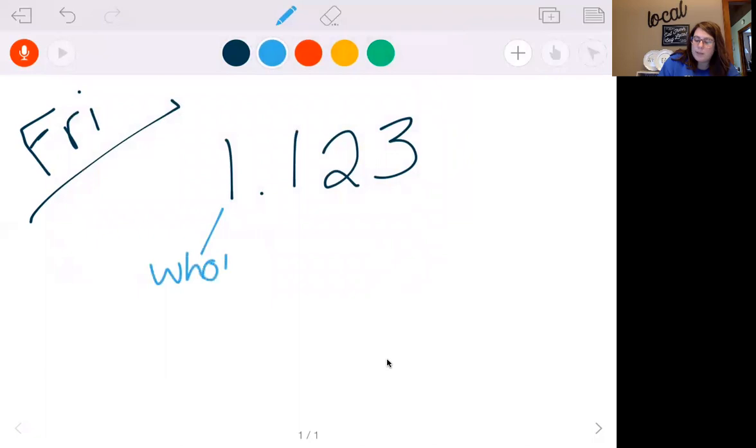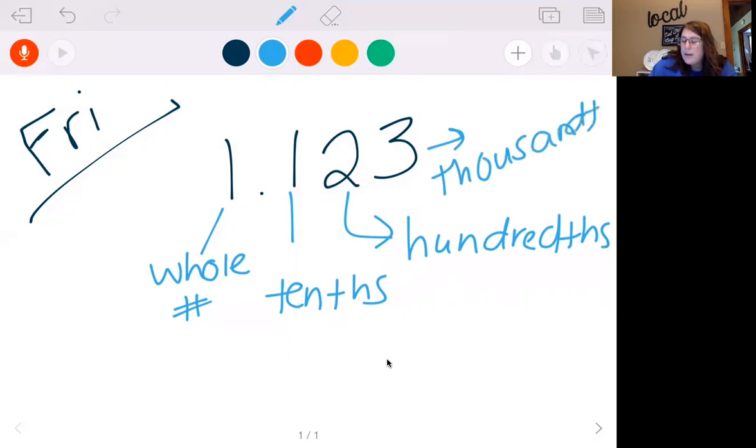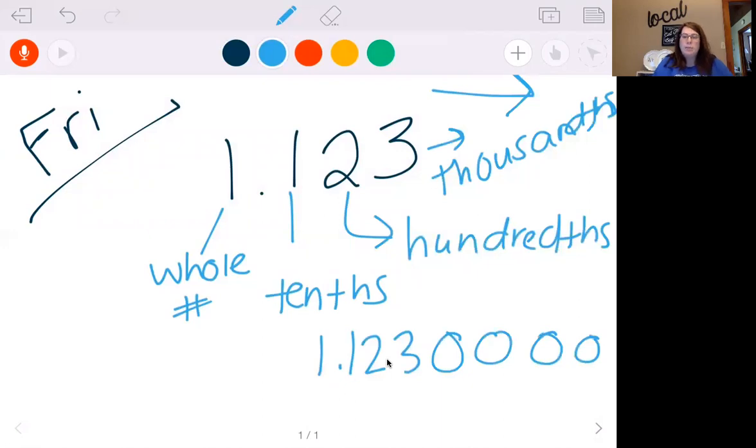This is your whole number. That 1 is my tenths. That 2 is my hundredths. And 3 is thousandths. Okay, so make sure you know that. Whole number, tenths, hundredths, thousandths. The bigger it gets this way, the smaller it actually is. Remember that if I make it 1 and 123 thousandths, I can add all of those zeros and it would still be equivalent. So that's what you need to know for today's quiz.